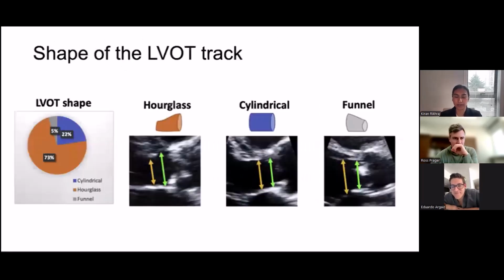Perhaps one of the last things to chat about, and maybe I'll give this to you, Ross, is, how does the shape of the LVOT tract influence your measurements? Because I think this has come up somewhat in the literature and some discussions as well. Yeah, so this is a canonical debate.